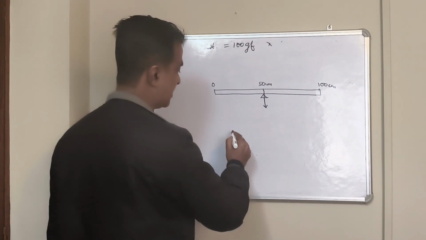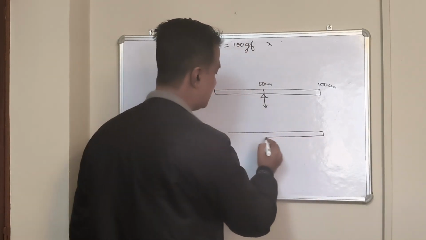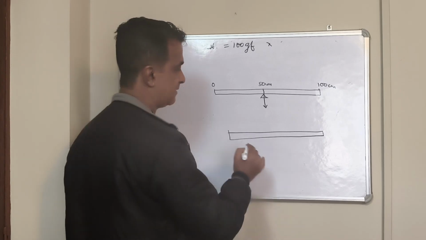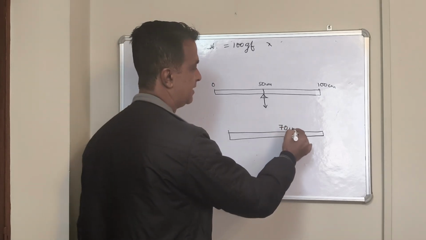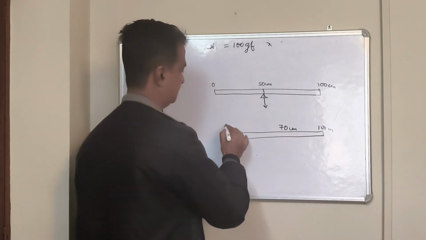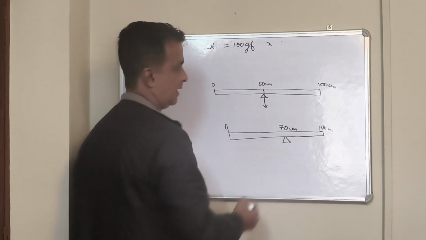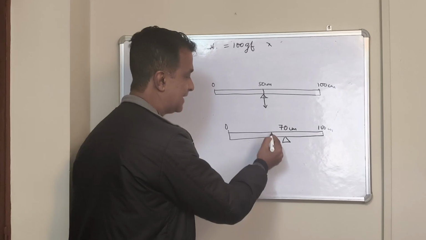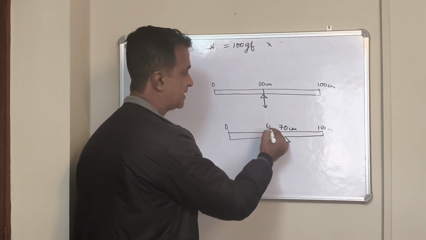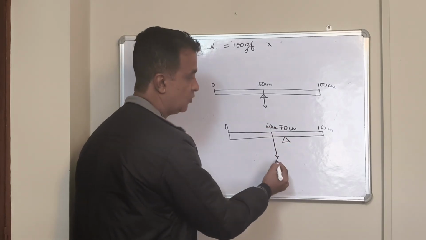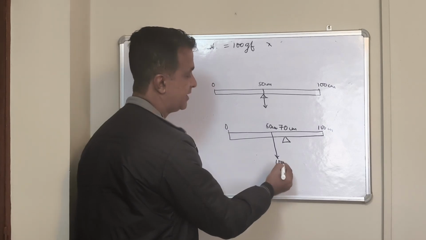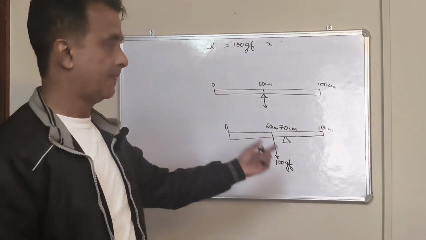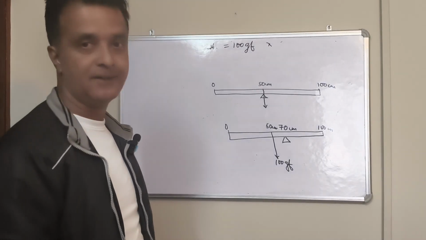We ignore this. This is just a distractor in that case. But if the scenario changes, meaning if the meter rule is balanced at any other mark, not at the 50 centimeter mark, say at the 70 centimeter mark, now the weight of the rule will come into play. Why? Because the weight of the ruler is acting at the center of gravity, at the 50 centimeter mark, so you cannot ignore it now. Now the 100 GF will come into play.